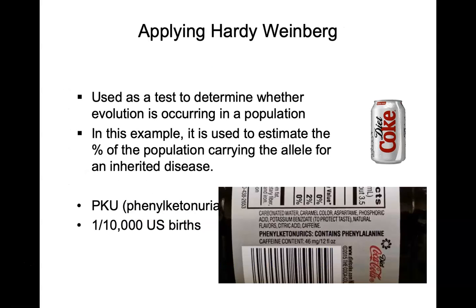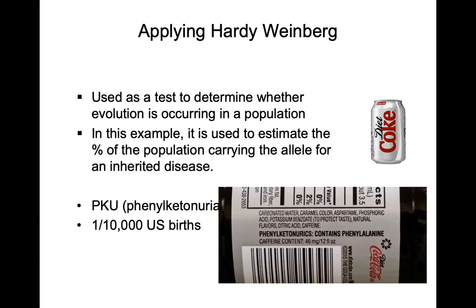So let's go through another example. This example is using PKU, which is a condition that we talked very briefly about in our genetics section, and it is the inability of individuals to process phenylalanine in the diet. That's an amino acid. So you can use Hardy-Weinberg to determine whether evolution is occurring. You can also use it for another reason.